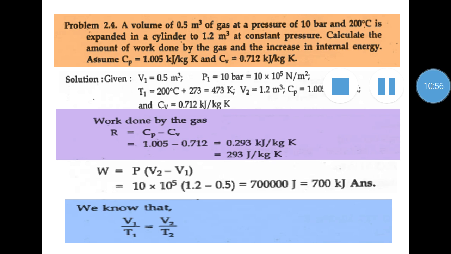So we know from the derivation the pressure, temperature and volume relation: P1 V1 divided by T1 is equal to P2 V2 divided by T2. But here pressure is constant, that's why it becomes volume and temperature, V1 divided by T1 equals V2 divided by T2. Here we know V1, T1, V2, but we don't know T2, so we have to solve for T2 for calculating the increase in the internal energy.